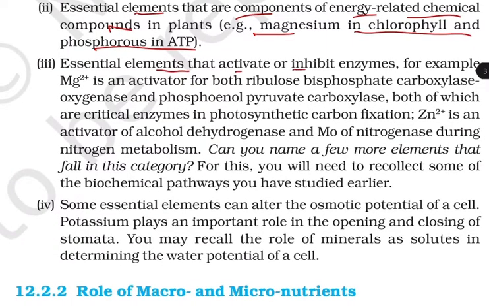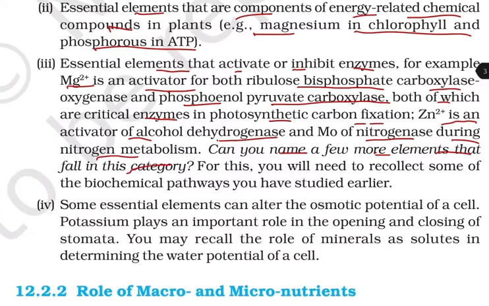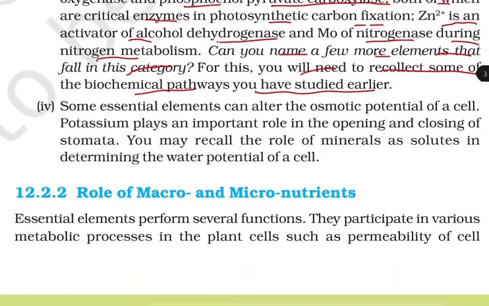Third, essential elements that activate or inhibit enzymes. For example, magnesium 2 plus is an activator for both ribulose bisphosphate carboxylase oxygenase and phosphoenol pyruvate carboxylase, both of which are critical enzymes in photosynthetic carbon fixation. Zn2 plus is an activator of alcohol dehydrogenase and molybdenum of nitrogenase during nitrogen metabolism. Can you name a few more elements that fall in this category? For this, you will need to recollect some of the biochemical pathways you have studied earlier.